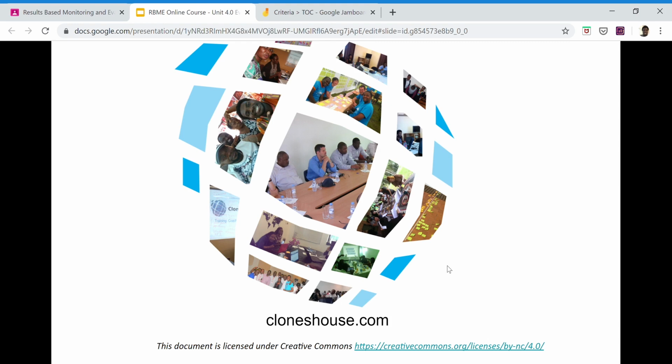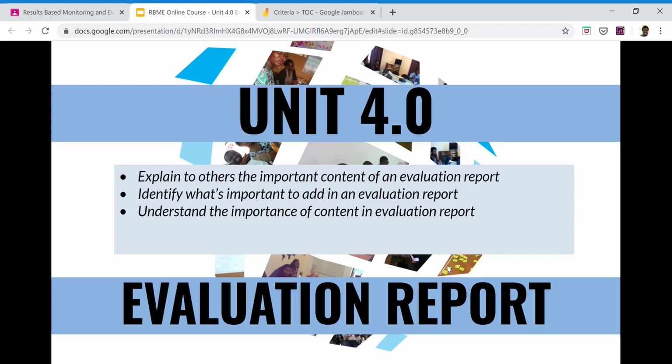So we will be focusing on the evaluation report for a few minutes, and we expect that you will be able to explain to others the components of an evaluation report and also identify what's important to add in an evaluation report, and also the importance of the content of the evaluation report itself. Understanding it so that you can be able to convince decision makers on what to do, and also establish other mechanisms aside the evaluation report, as it were.